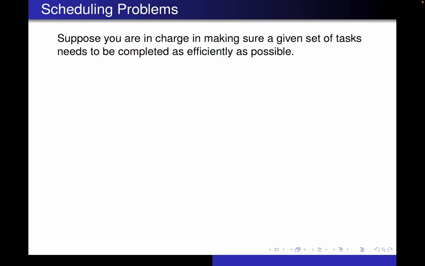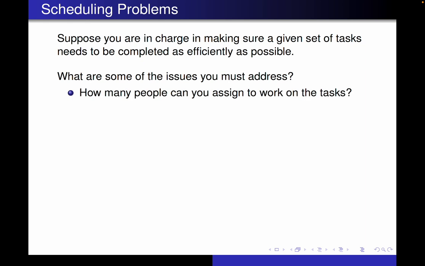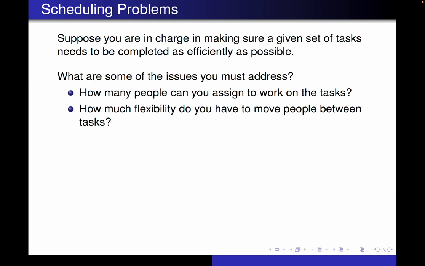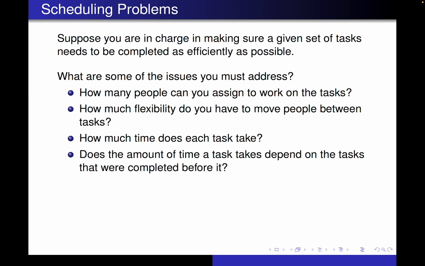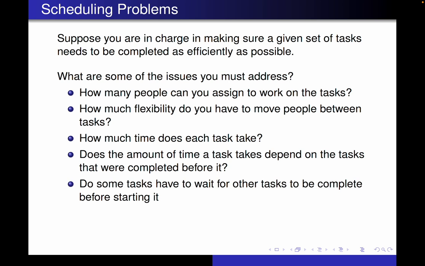So imagine that you're in charge of making sure some set of tasks needs to be completed and you want to do it as efficiently as possible. So we're going to think about what types of issues you might have to address depending on the problem. How many people are you allowed to assign to work on the tasks? How much flexibility do you have to move people between tasks? How much time does each task take? Does that amount of time depend on the tasks that come before or after it? Do some of the tasks have to wait for other tasks to be completed before starting?